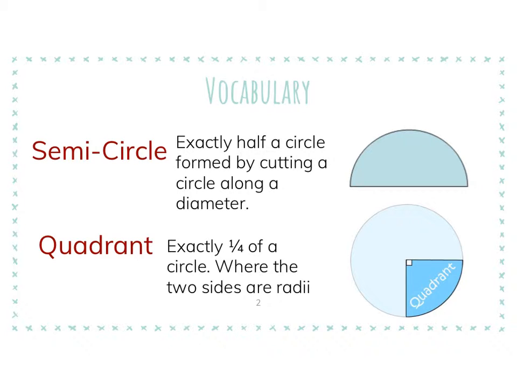The quadrant, just like when we were doing graphing, a quadrant means that you're cutting something into four pieces. So here with circles, a quadrant of a circle is exactly 1/4. And if you notice in this photo here of the quadrant, the two straight lines that make up part of that quadrant are the radii. Both of these are the same length, they're both radius. And so in order to make the quadrant, we need to cut along the radii and not the diameter.